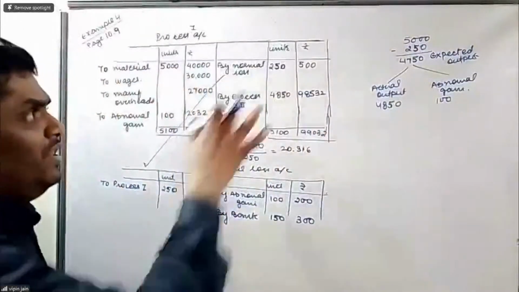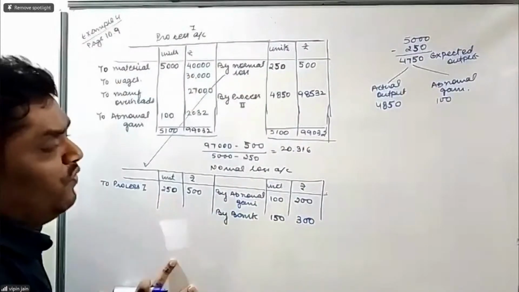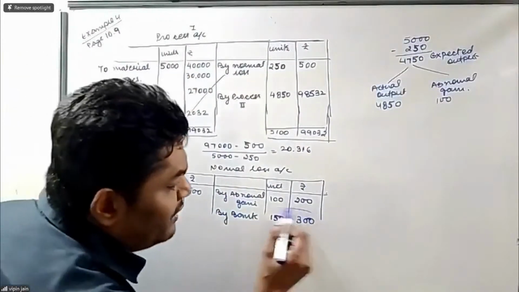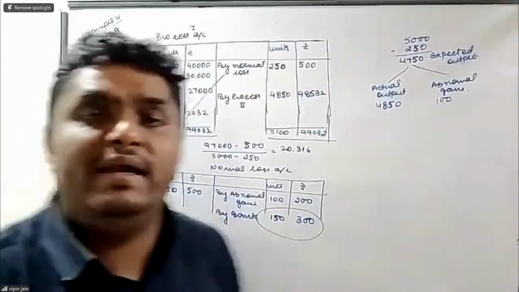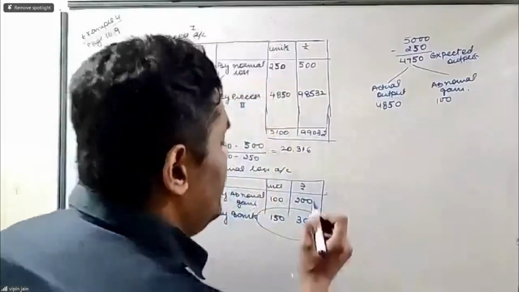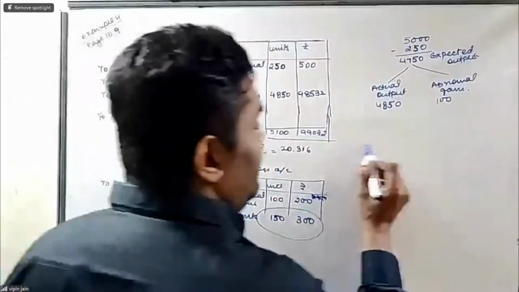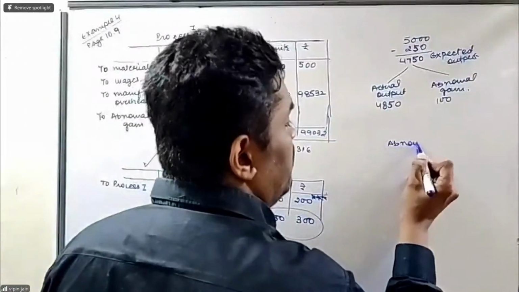So even though my normal loss is 250 units, when talking about the actual units that are sold in the market, it is only 150 units at the rate rupees 2 per unit. So this amount is what my balancing figure we can say. Now we'll prepare abnormal gain account.